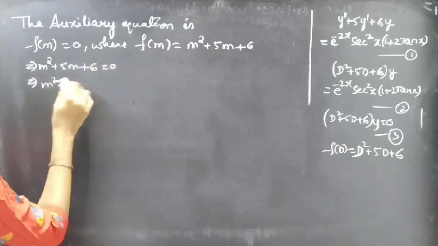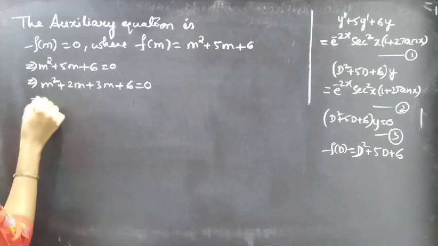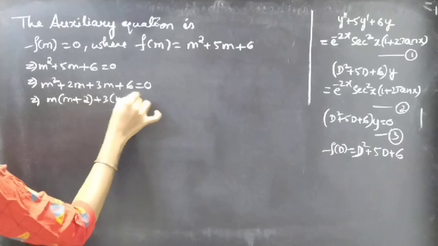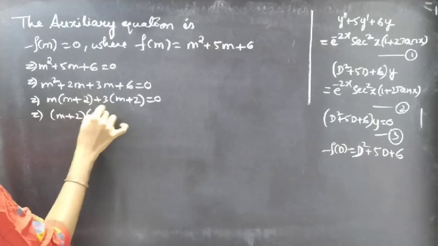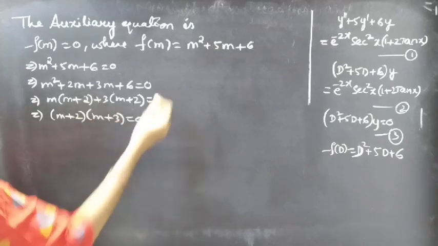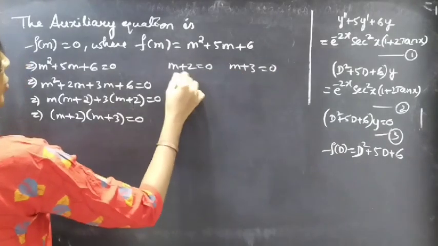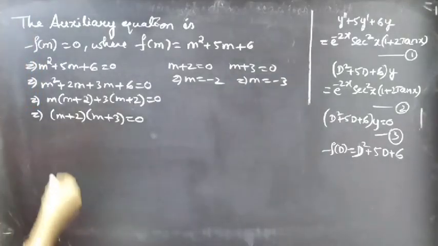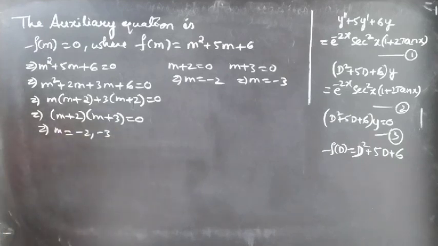We can write 5m as 2m plus 3m. Now take m common from the first two terms, we'll get m times m plus 2. Now take 3 common from the next two terms. Now take m plus 2 common, we'll get m plus 2 into m plus 3 equal to 0. Equate each factor to 0. From m plus 2 equals 0, we'll get m equal to minus 2, and from m plus 3 equals 0, we'll get m equal to minus 3, right? From this, we'll get m equal to minus 2, minus 3, which are the roots of the auxiliary equation.